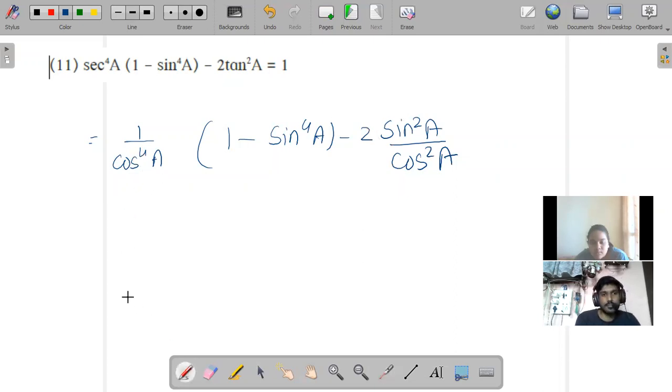Can we do cos 4a, and bring 2 sine square upon cos square a together, and put 1 minus sine 4a on that side for some time? No, we cannot do that because we are working on just one side. You can multiply this inside, something like that can be done. We can multiply 1 upon cos raised to 4a inside the bracket. That one thing can be done. I'm just seeing what else can be done.